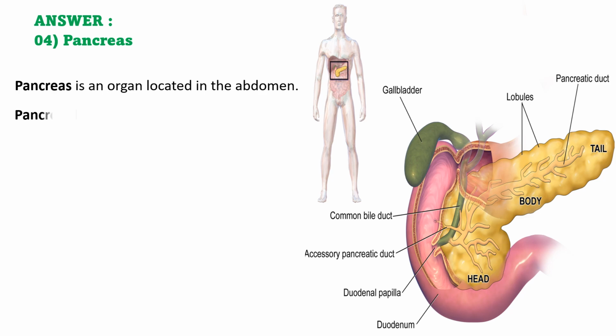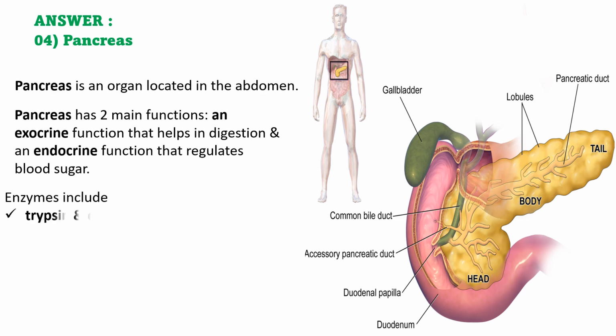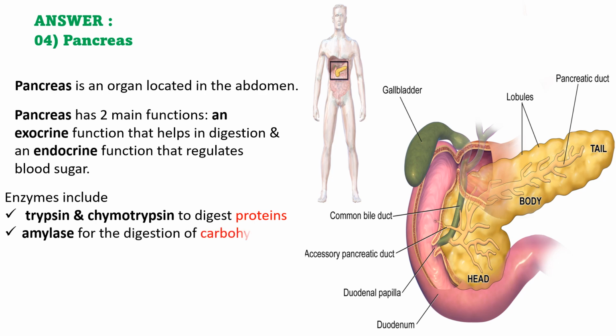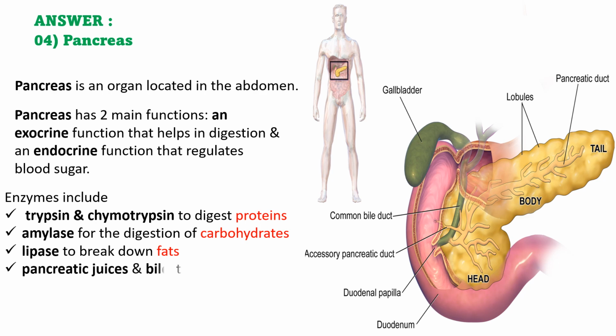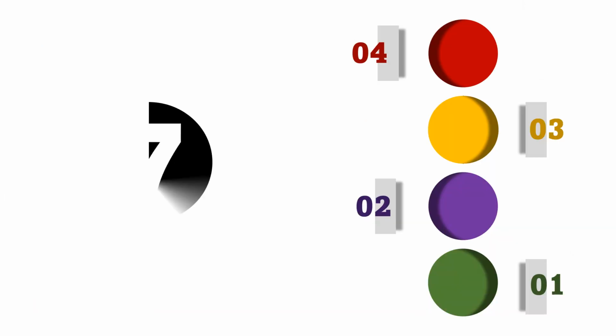As we know, the pancreas is an organ located in the abdomen, and it has two main functions. First is the exocrine function, which helps in digestion, and second is the endocrine function that regulates the blood sugar. Now let us see the enzymes secreted by the pancreas. First we have trypsin and chymotrypsin, which help in the digestion of proteins. Amylase helps in digesting carbohydrates. Lipase breaks down fats, and pancreatic juice and bile, which are released into the duodenum, help in digesting fats, carbohydrates, and proteins.